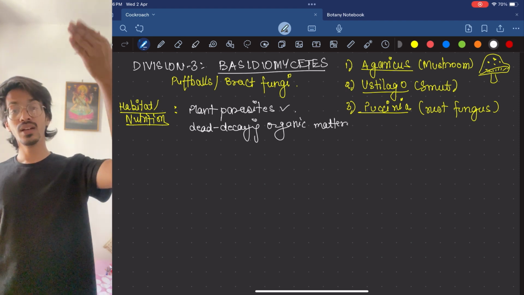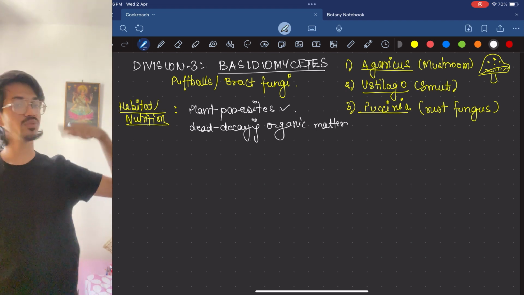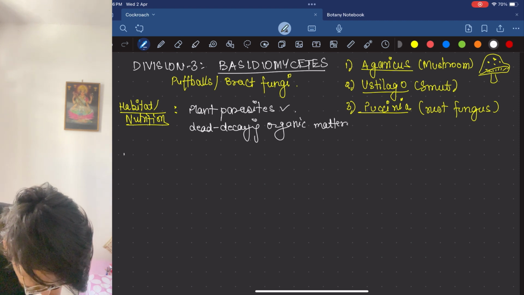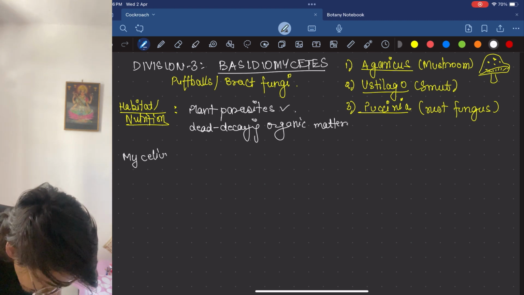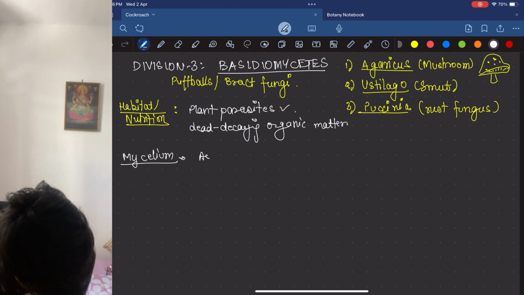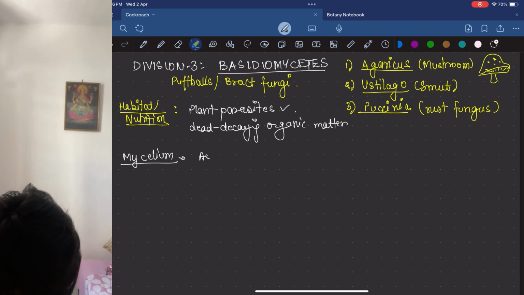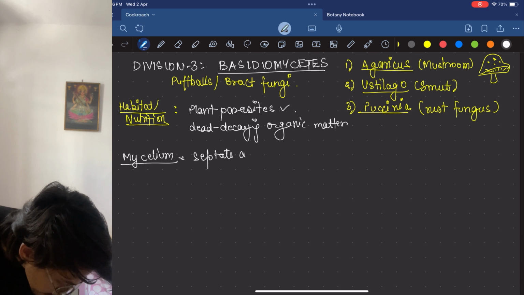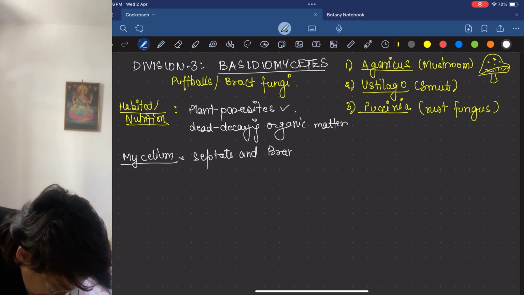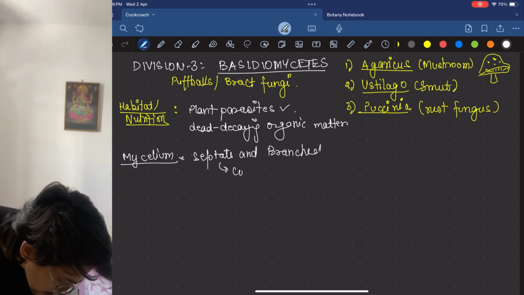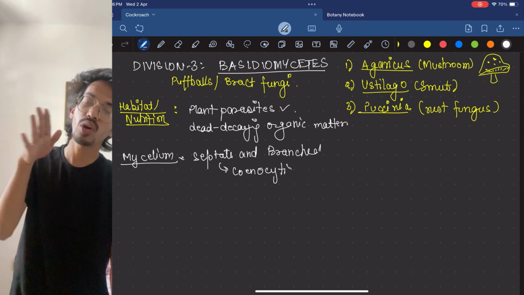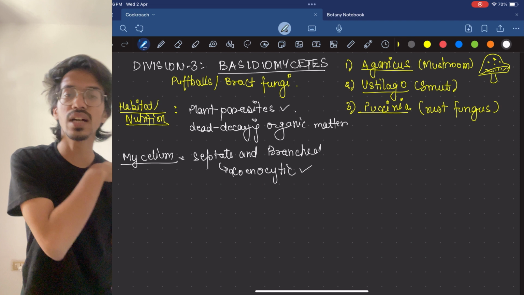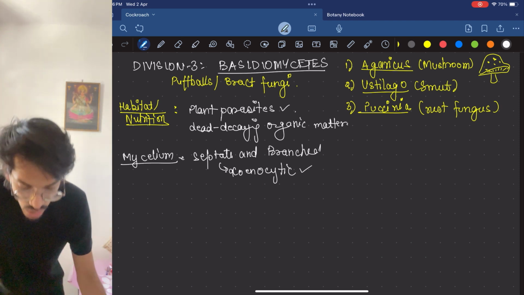The next is the mycelium. I told you that the mycelium of ascomycetes, similar kind will be in basidiomycetes, similar kind will be in the deuteromycetes. So the mycelium is what? It is septate and branched. If it is septate, means what? It will not be coenocytic. Means there will be what? Cross walls are present, multicellular condition is not seen.